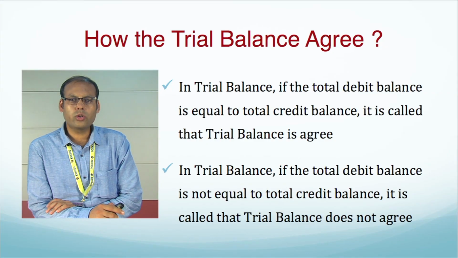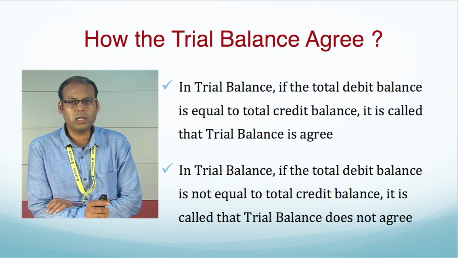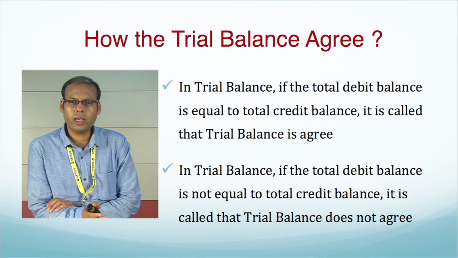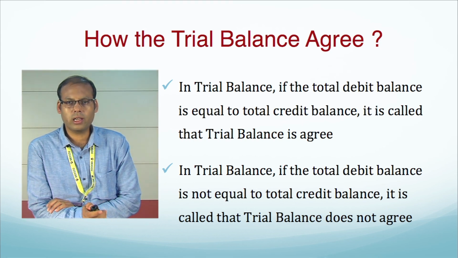Now, in trial balance, if the total debit balance is equal to total credit balance, then it is called that the trial balance agrees. If it agrees, we can go for the preparation of final accounts. But if the total debit balance is not equal to total credit balance, then it is called that the trial balance does not agree. If the trial balance does not agree, we have to move backward. We have to check why the trial balance does not agree.